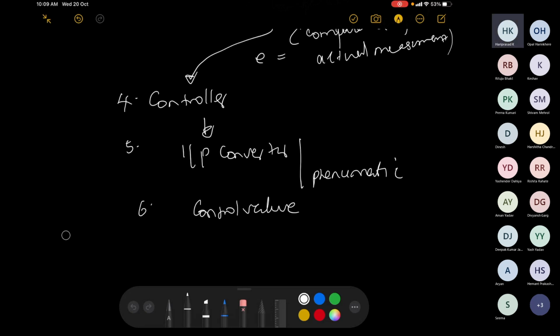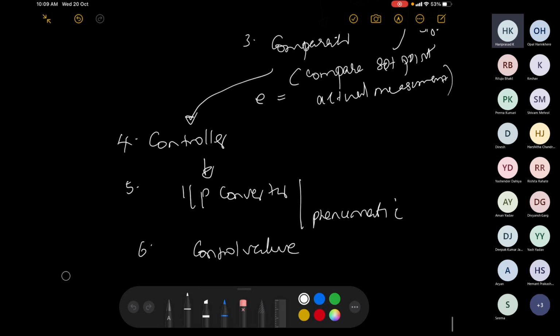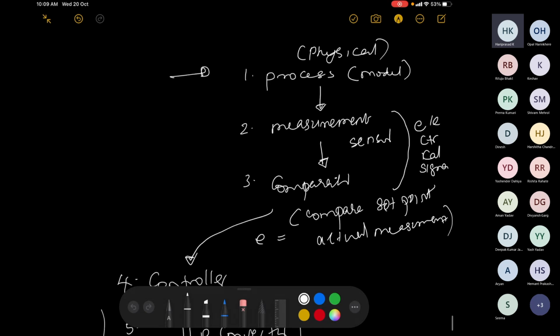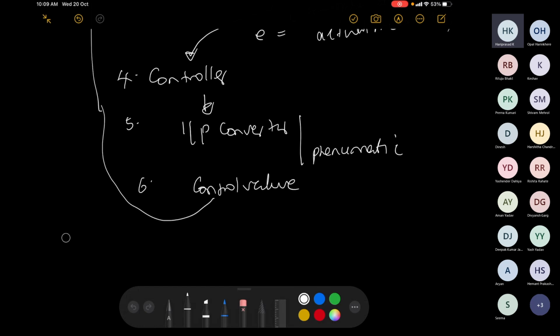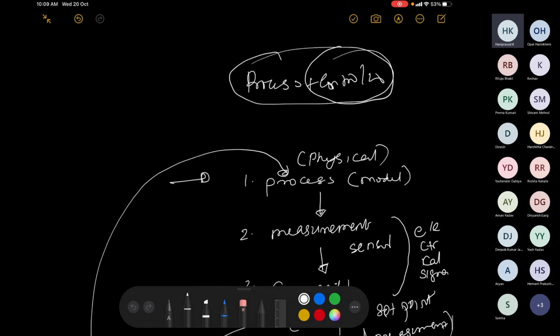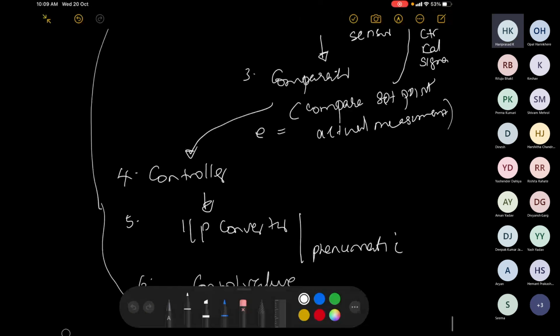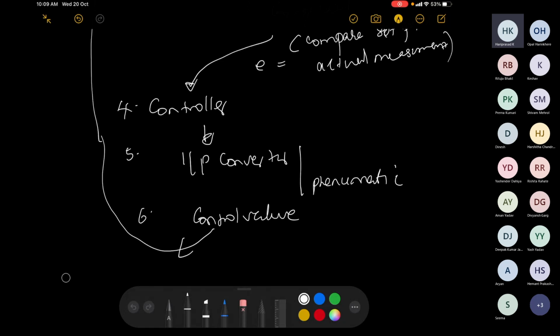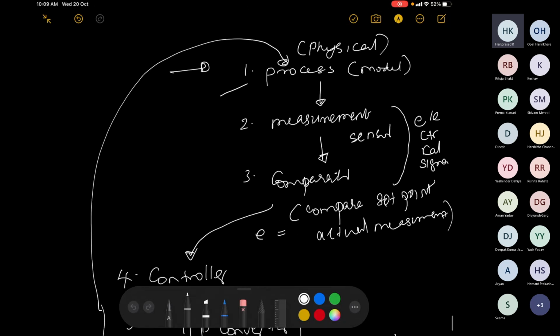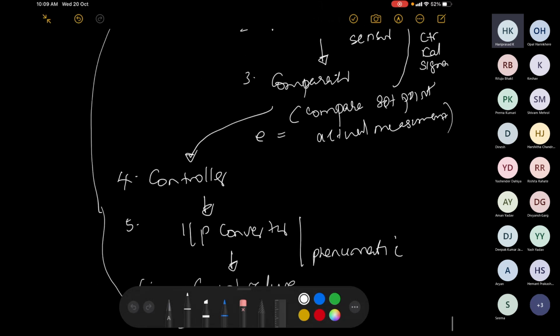Control valve or actuator, and this control valve is eventually connected to your process, because this is what it controls. This is what controls your flow, or maybe pressure or certain variables, so that changes to the process can be effected. So then this is the overall loop. What I wanted to say is, if you look at this, it is actually forming a loop.